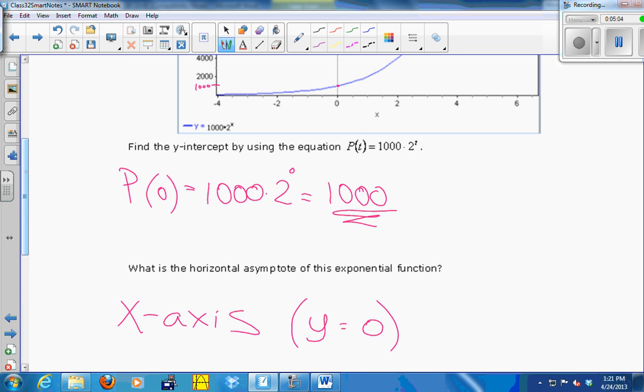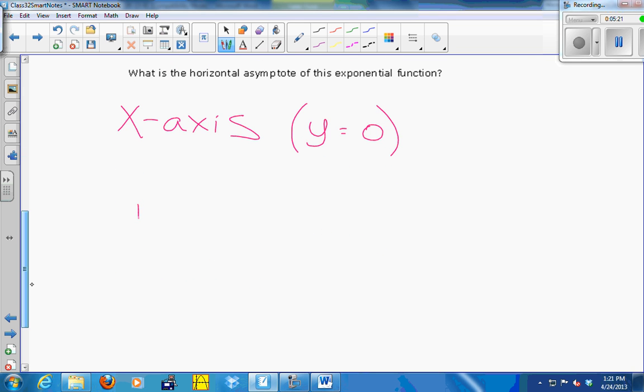How do you know that it never touches the x-axis, that it just gets really, really close? Yeah, there's no number I can raise 2 to get 0. If I try to solve 1,000 times 2 to the t equals 0, I could divide both sides by 1,000, and I'd get 2 to the t equals 0. And then if I raise 2 to any positive number bigger than 1, like 2 squared or cubed or to the 4th, I'm just going to get a big number.